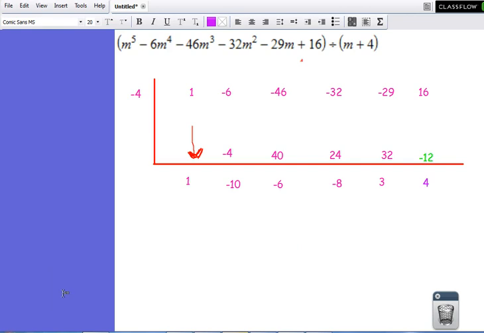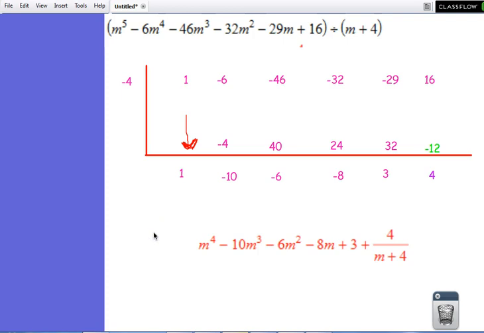Now, what is my answer going to look like? This is my remainder. There's my constant coefficient, my x coefficient, my x squared coefficient, my x to the third coefficient is -10, and my x to the fourth coefficient, or excuse me, m to the fourth coefficient is 1. What that looks like in a polynomial is this. So the m has a 1 coefficient, m to the fourth, the -10 goes to the m to the third, -6 goes to the m squared, the -8 goes to the m, the 3 goes to the constant term, and the 4 is divided by whatever I was dividing by in the first place, m plus 4.